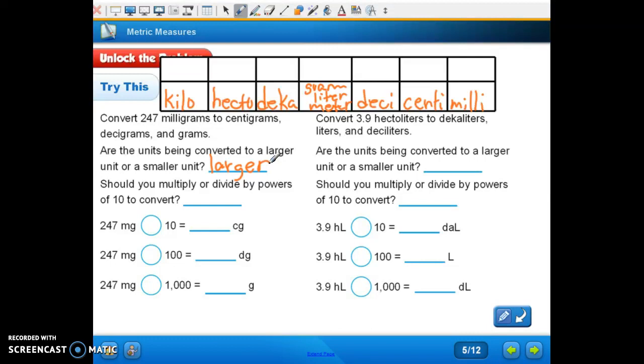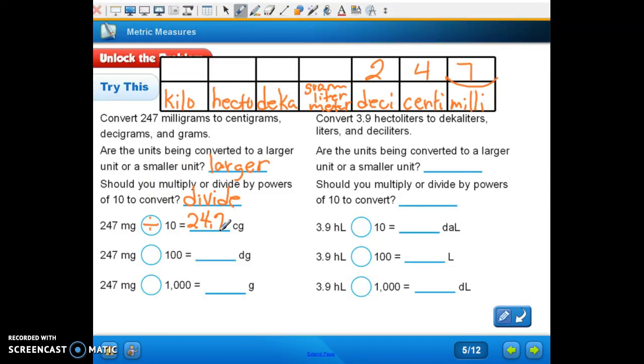So 247 milligrams divided by 10. We should have divide here. Did you get that? Okay, so when I divide by 10, remember I have 247 milligrams. When I divide that by 10, my decimal is understood to be here. When I divide that by 10, I am going to move my decimal one place to the left. So I have what? 24.7 centigrams.